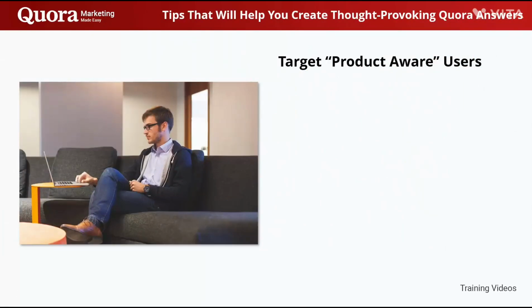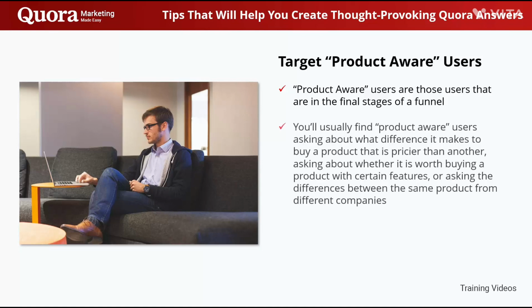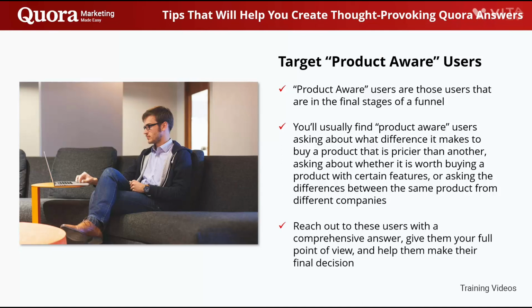Target product-aware users. Product-aware users are those users that are in the final stages of a funnel. Users that are ready to buy, but that need to make the final decision about which product to buy. You'll usually find product-aware users asking about what difference it makes to buy a product that is pricier than another, asking about whether it is worth buying a product with certain features, or asking the differences between the same product from different companies. Reach out to these users with a comprehensive answer. Give them your full point of view, and help them make their final decision.